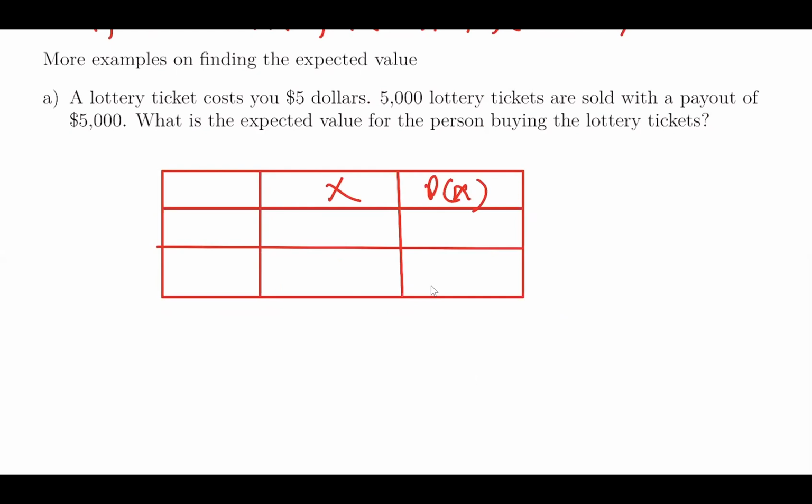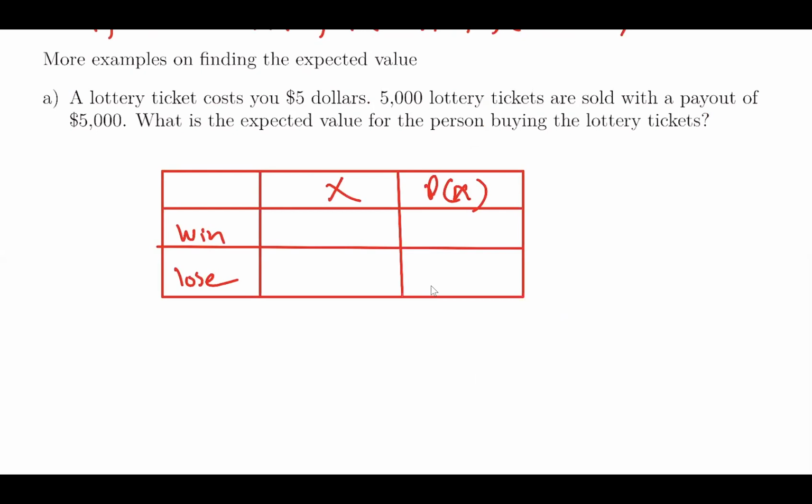Cool. If you look at the problem, it says a lottery ticket costs you $5. 5,000 lottery tickets are sold with a payout of $5,000. What is the expected value for the person buying the lottery ticket? When you're buying a lottery ticket, what are the two outcomes that could occur? Cool, win or lose. So you can either win or you can lose.